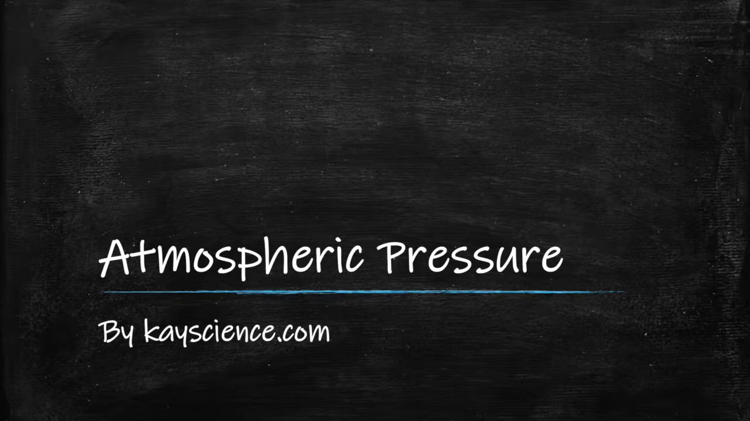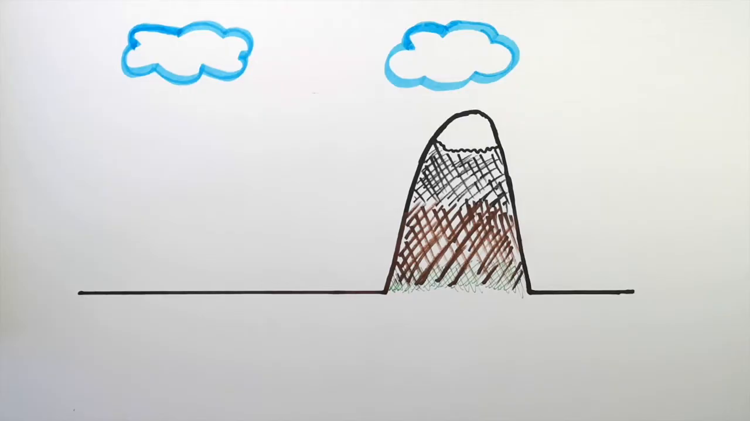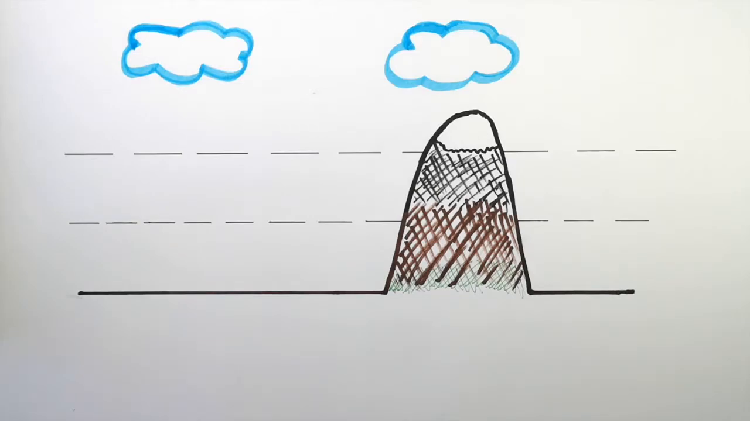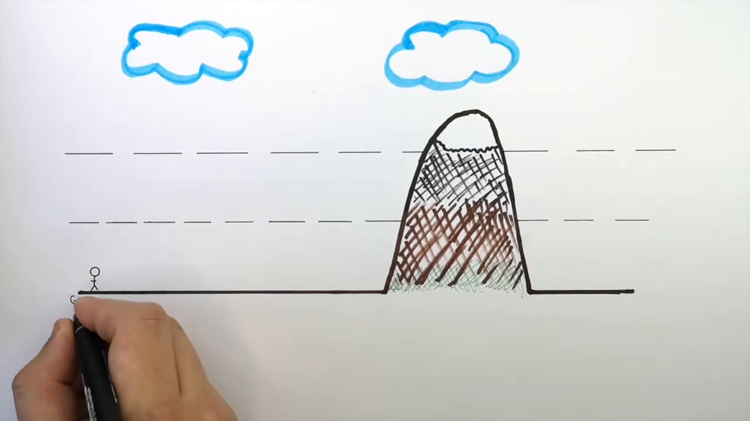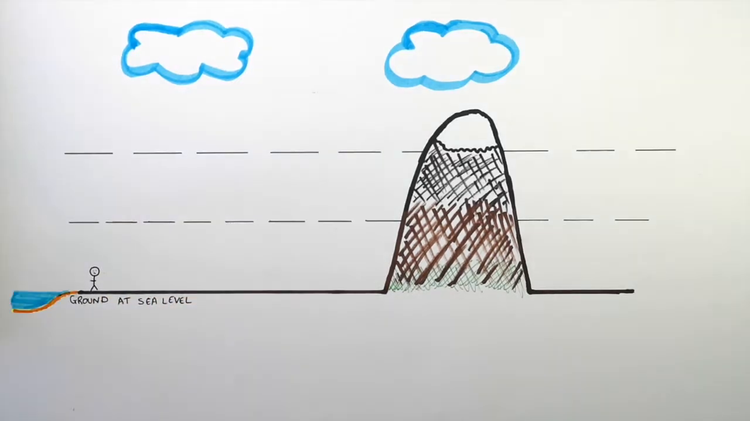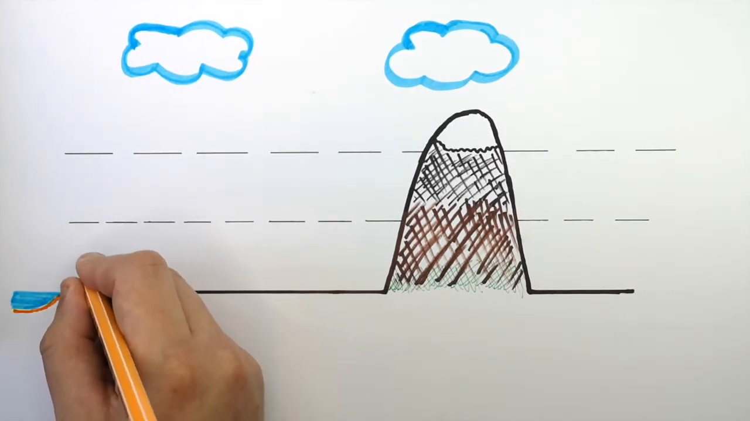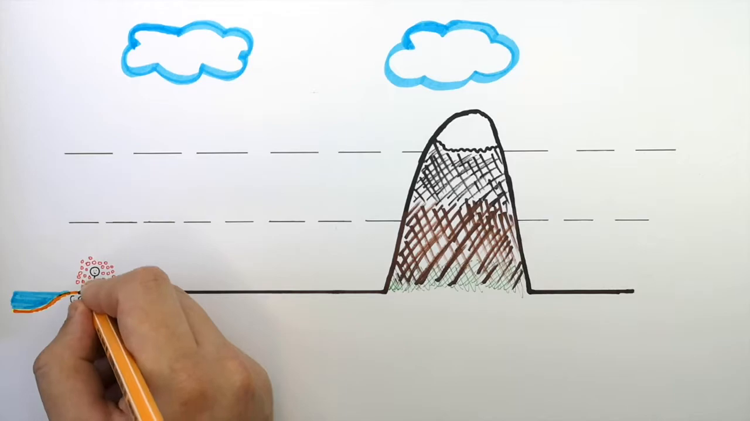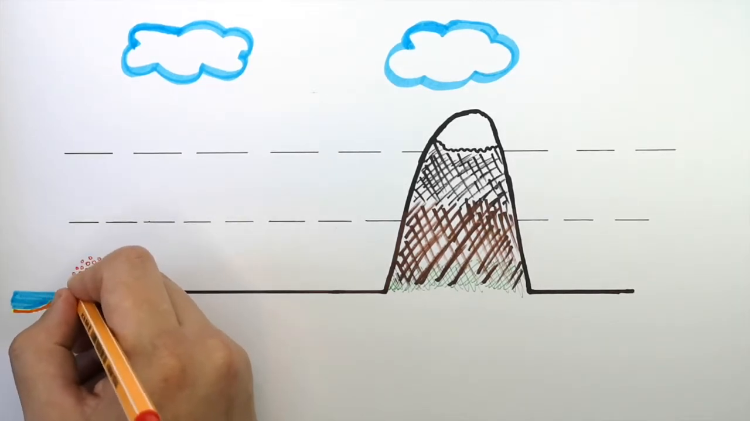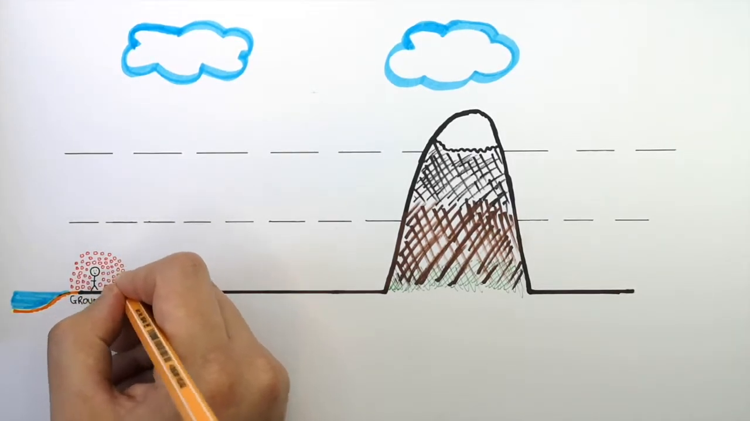Atmospheric pressure by KayScience.com. These lines represent higher altitudes above the Earth's surface. This is a person on the ground at sea level. At sea level is where the particles are at their most dense. So the highest density of air particles are going to be found at sea level.